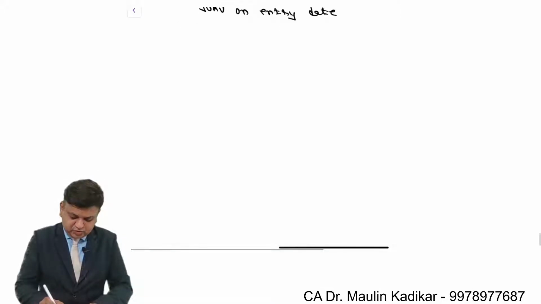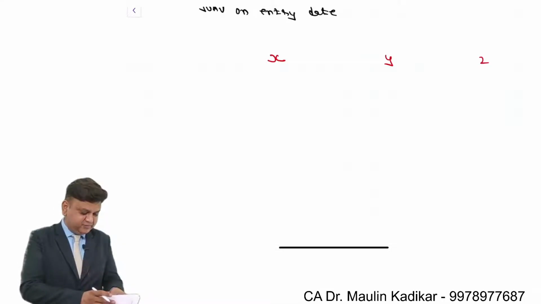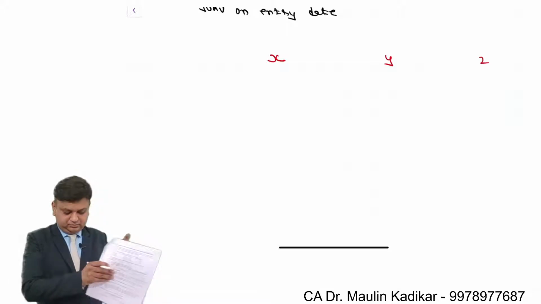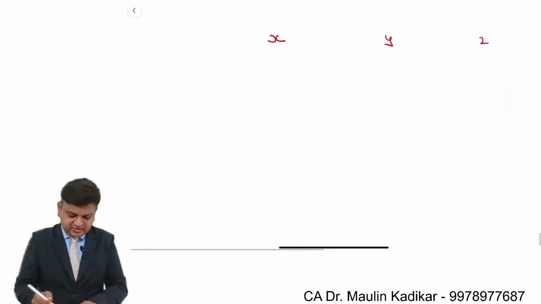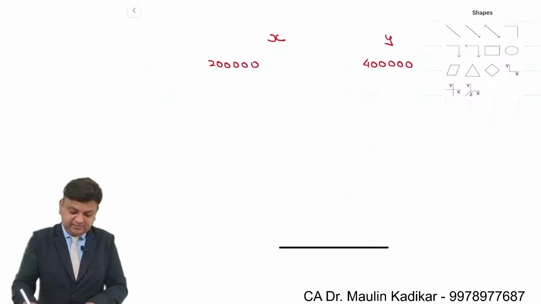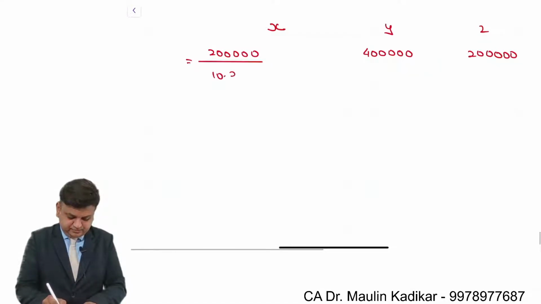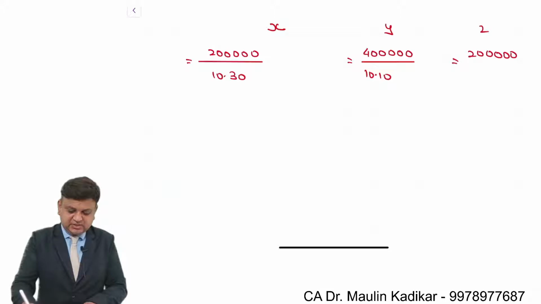So mutual fund X, mutual fund Y and mutual fund Z. There are three mutual funds in which you have made investment. As far as mutual fund X is concerned, the amount of investment is 2 lakhs. For Y it is 4 lakhs. And for Z it is again 2 lakhs. Divided by NAV per unit. In the first case it is 10.3. In the second case it is 10.10. And in the third case it is 10 rupees per unit.